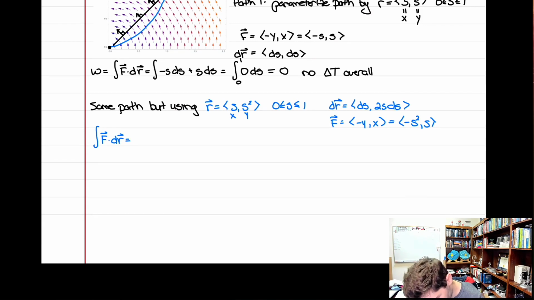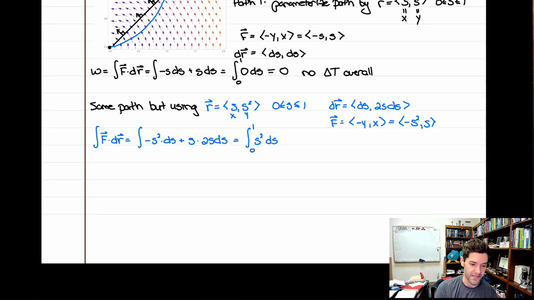So then this dot product looks like it's the integral of negative s squared times ds plus s times 2s ds. So that looks like it's 2s squared. So then this looks like the integral of s squared ds, and s goes from 0 to 1 in this case with our particular parameterization, which then is just a third.